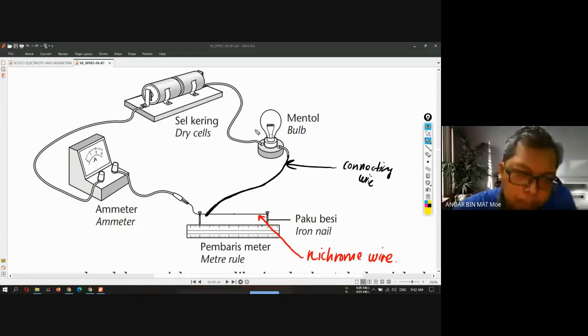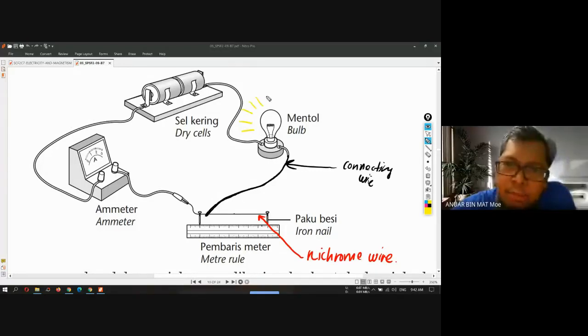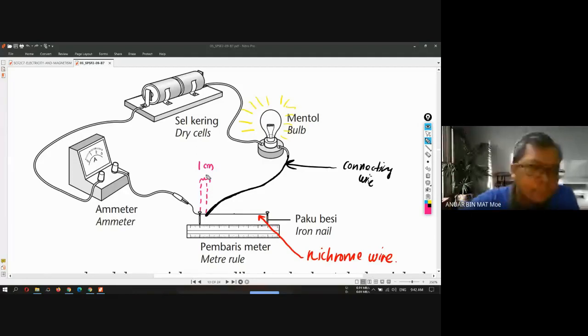Light or not light? Light. Okay, it will be light. Yes, it will be light. Okay, and then you also notice the length of nichrome wire that I connect over here. Maybe about 1 centimeter. Can you follow me?